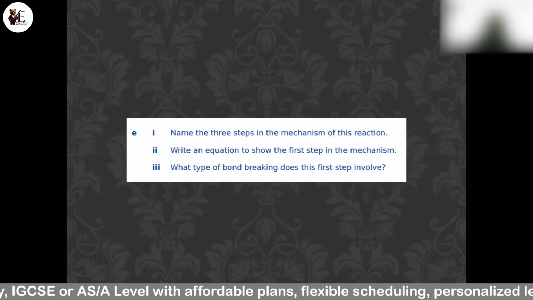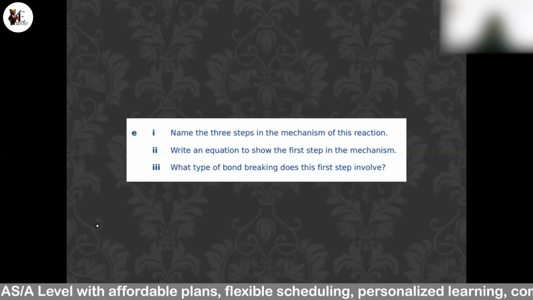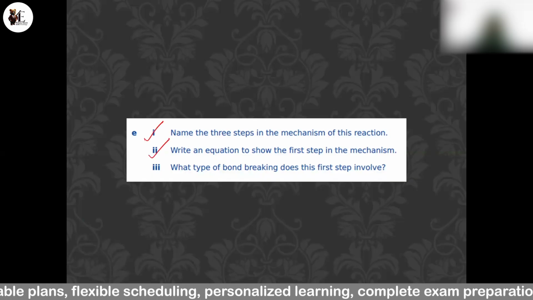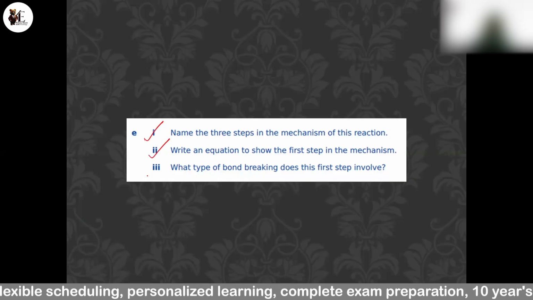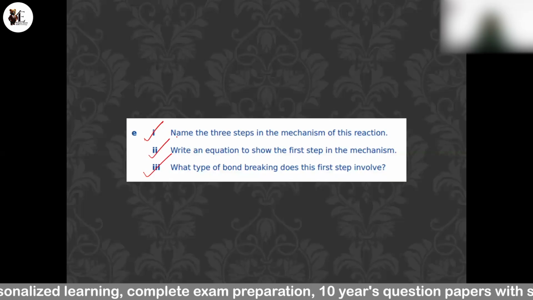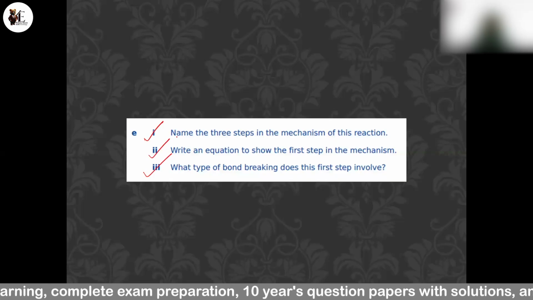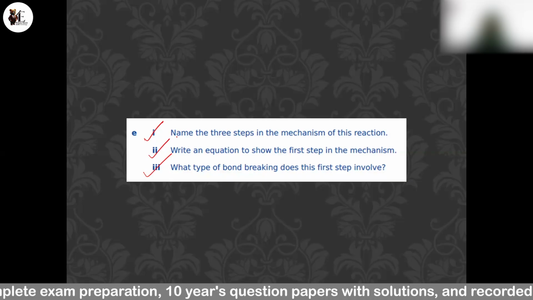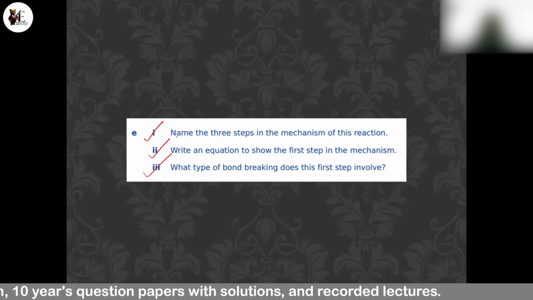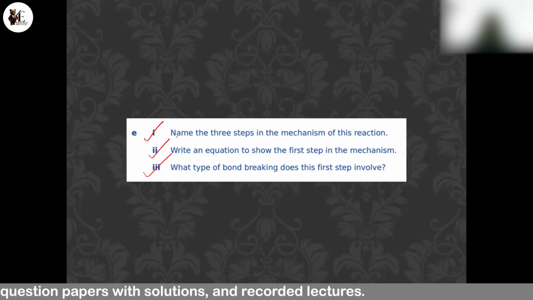This question you have to solve now in the class. Name the 3 steps in the mechanism of the reaction. Write an equation to show the first step in the mechanism, and what type of bond breaking does this first step involve? So, name the 3 steps in the mechanism.